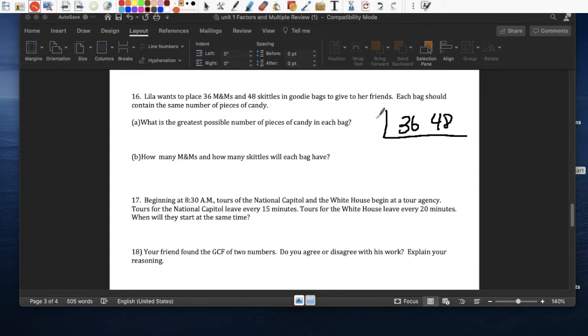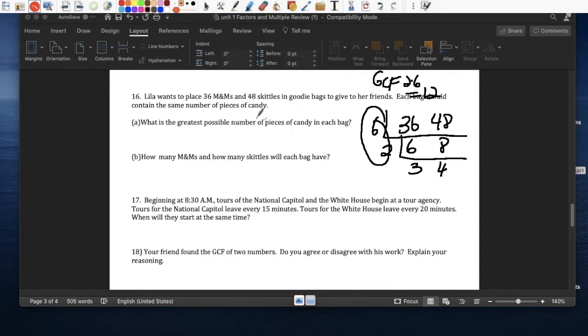Let's use a number 6. 6 goes into 36 6 times. 6 goes into 48 8 times. Oops, we can go again. Use 2. 2 goes into 6 3 times. 2 goes into 8 4 times. So here's my GCF. The GCF is 2 times 6, or 12.